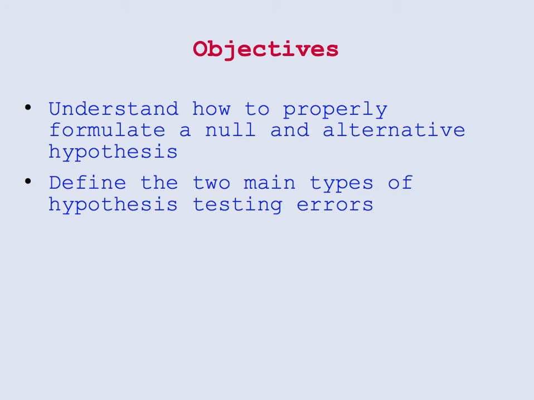Objectives of this lesson are to understand how to properly formulate a null and alternative hypothesis, and to define the two main types of hypothesis testing errors.